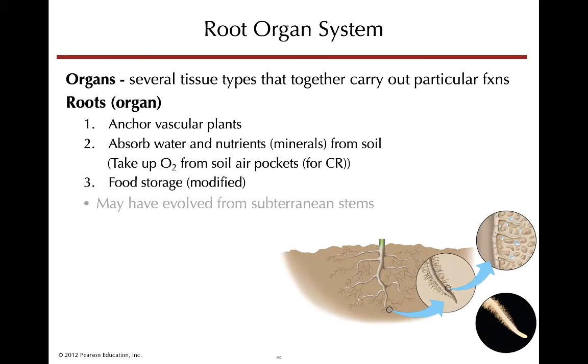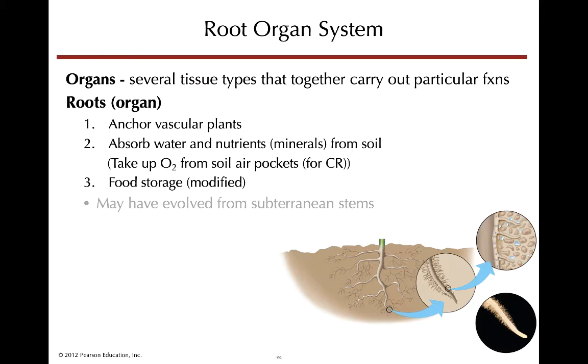Roots have, I'm classifying it into three major functions. And we'll see how the structure of roots facilitates the function. So the first function is to anchor vascular plants, and they absorb water and nutrients, in large part minerals, which are metal ions from the soil.